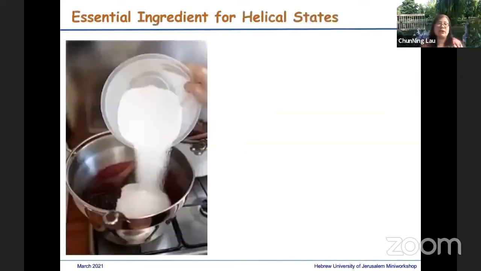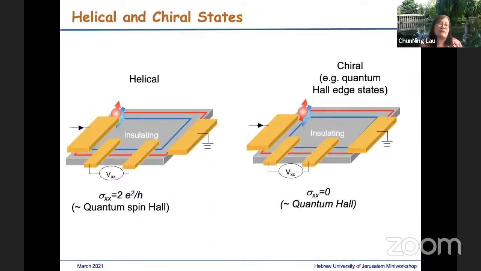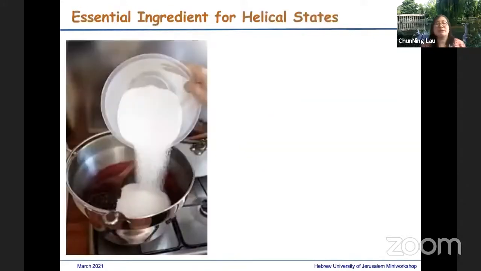Okay, so these helical edge states, for example, are found in topological insulators. They have been proposed to have many applications, including dissipationless transport, and perhaps, for example, topological superconductivity for quantum computation. Okay, so how do we make these helical edge states?